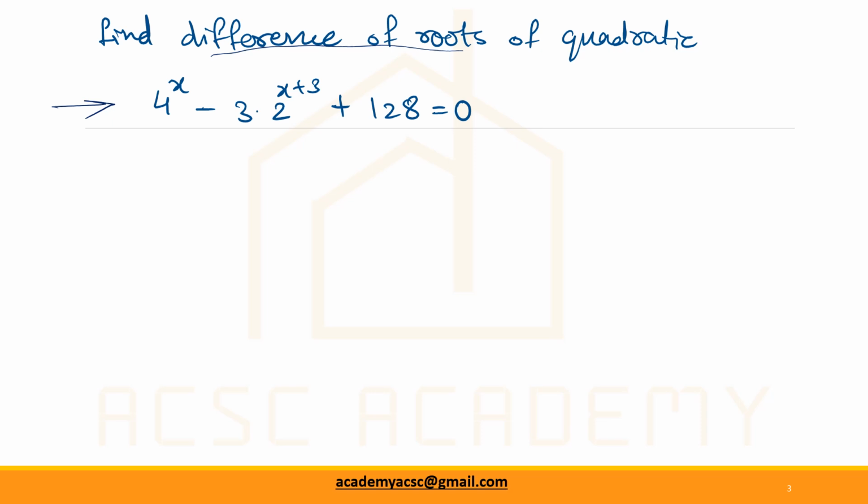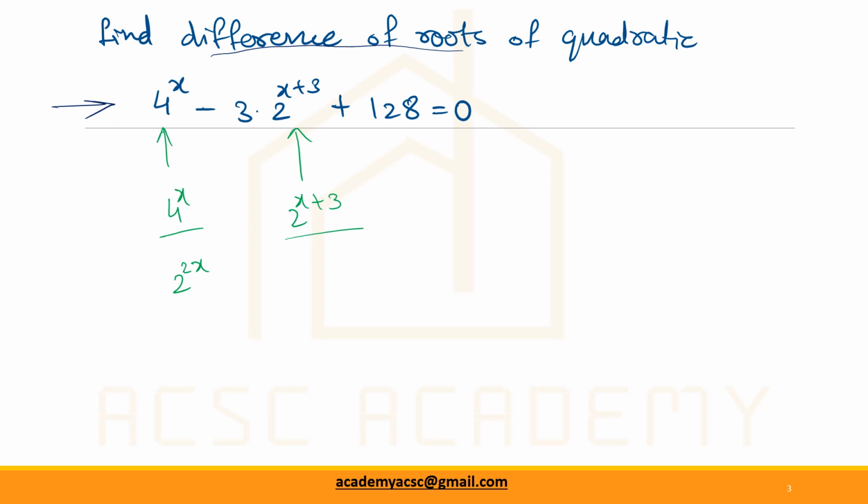The leading term we see is 4 raised to x, and the middle term is 2 raised to x plus 3. So do we see something common in this? They are the powers of 2. So can we write this 4 raised to x as 2 raised to 2x? Are both the things same?